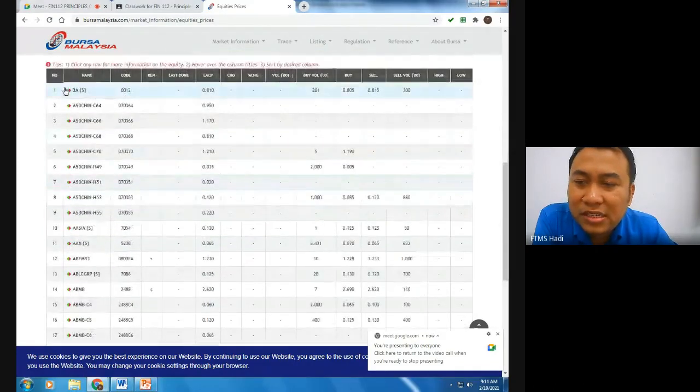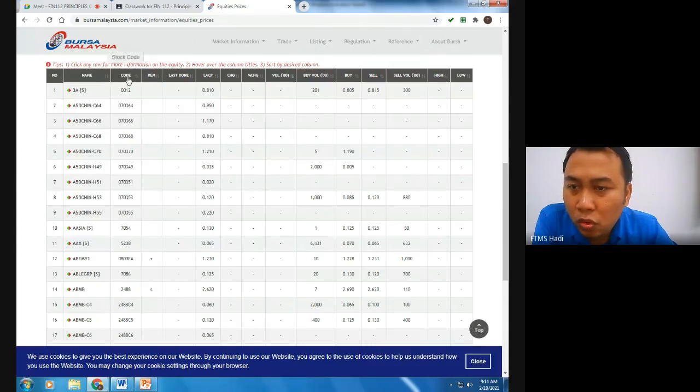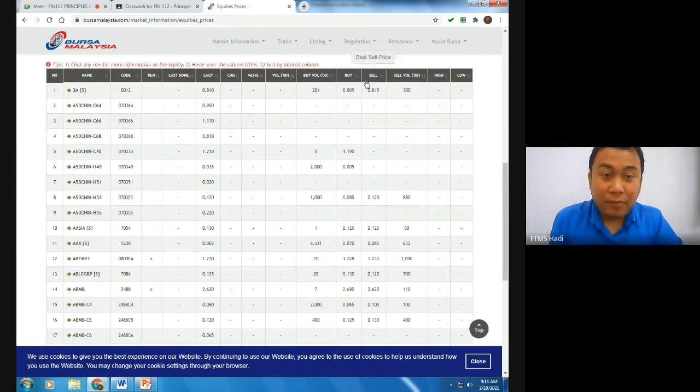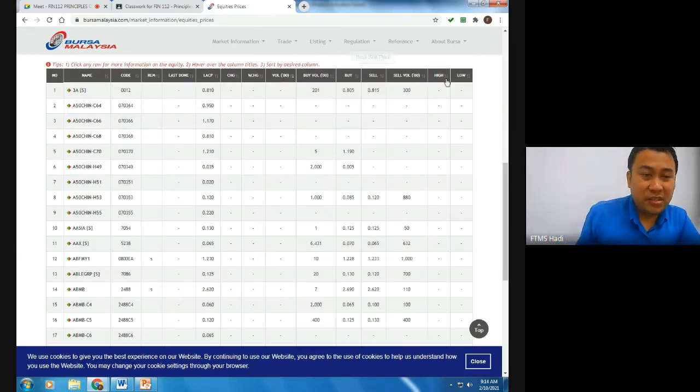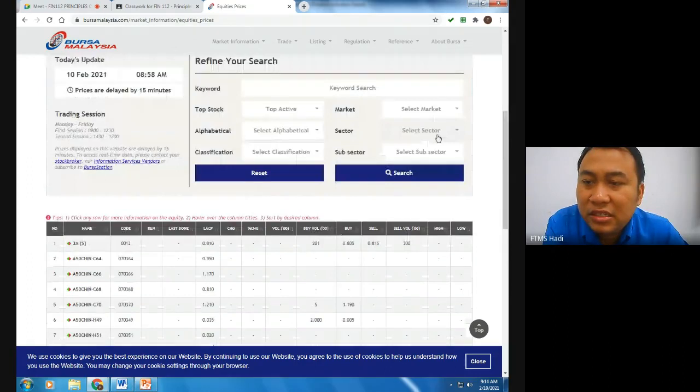As you can see, this is a table where every column has its own interpretation: name, code, last done, changes, volume, buying price, the best buying price, best selling price, high and low. This price is delayed by 15 minutes. Even though it is delayed by 15 minutes, we can consider it live as well.